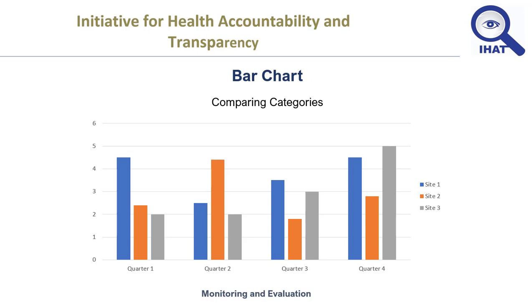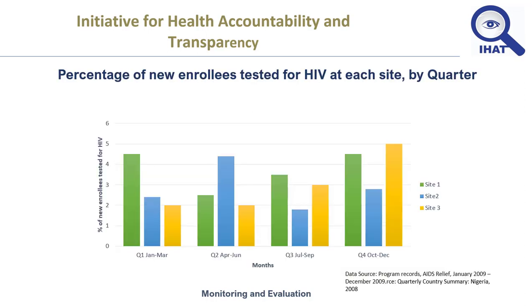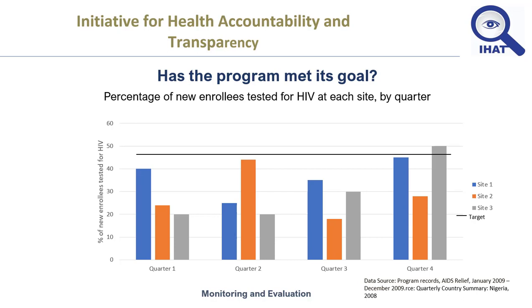These are bar charts. They help us to compare categories, as you can see here: Site 1, Site 2, Site 3. And this is a good example of percentage of new enrollees tested for HIV at each site by quarter. This is also asking the question, has the program met its goal? And you can see the target you have.